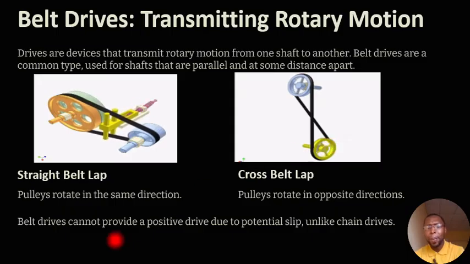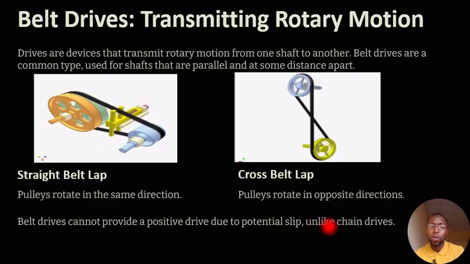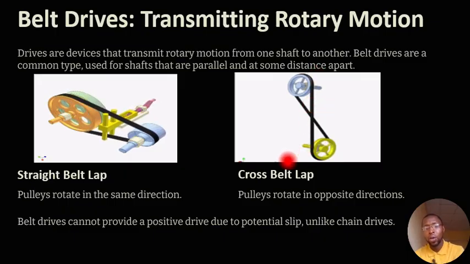But then, belt drive cannot provide a positive drive. Why? Because the belt can easily slip off the shaft. And that is where the chain drive comes in to solve the problem of slipping off. So we do not regard belt drive as a positive drive. Rather, we see it as a negative drive because of the tendency of slipping of the belt from the shaft or the pulley. So then the chain drive does better. So let us explore the chain drive.